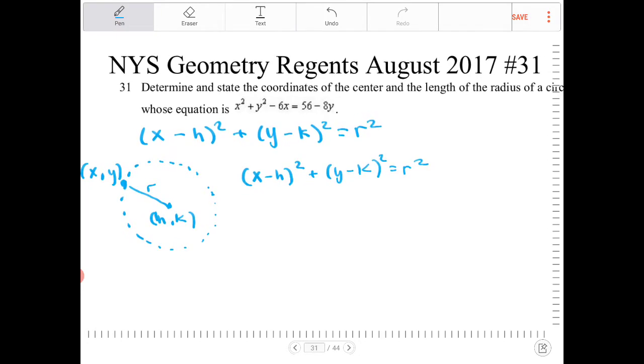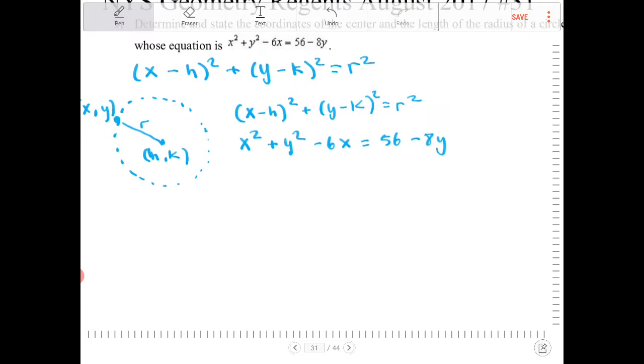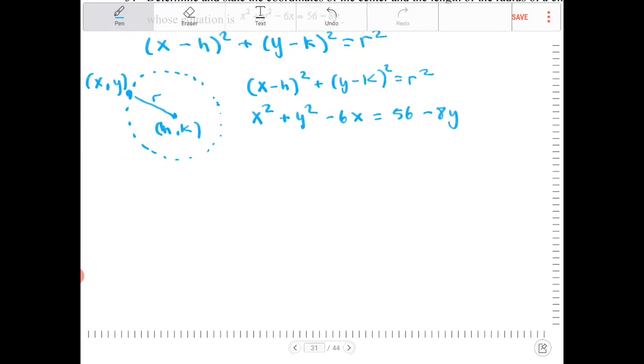So what we want to do with this problem now: I have x squared plus y squared minus 6x equal to 56 minus 8y. What I want to do is bring all the variables over to one side. I want to group all the x's together on the left-hand side of the equation, and I want to group all the terms with y's next to them. What do I mean by that?